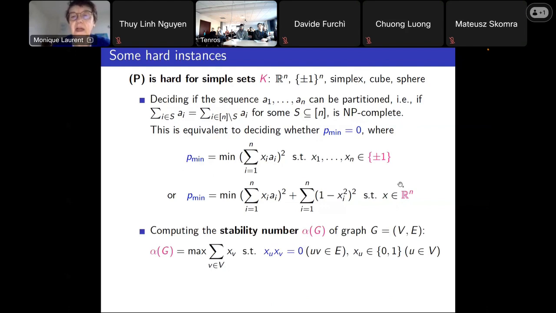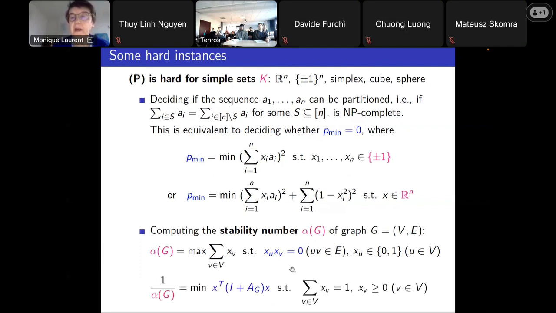And as another example, coming again from a combinatorial problem, if we have a graph, there is a parameter known as the stability number, which is the largest cardinality of an independent set. It can be formulated as such a polynomial optimization problem, where we have variables for the nodes, we ask that x_u x_v is equal to 0 for every edge, and that every variable is 0, 1 valued, and we want to maximize the sum of the variables. And this models computing the stability number, which is again an NP-hard problem.